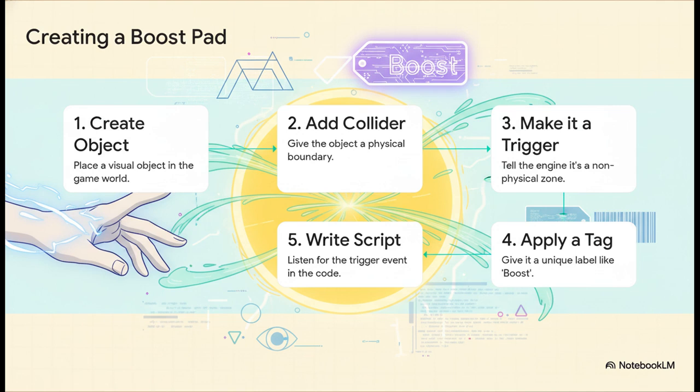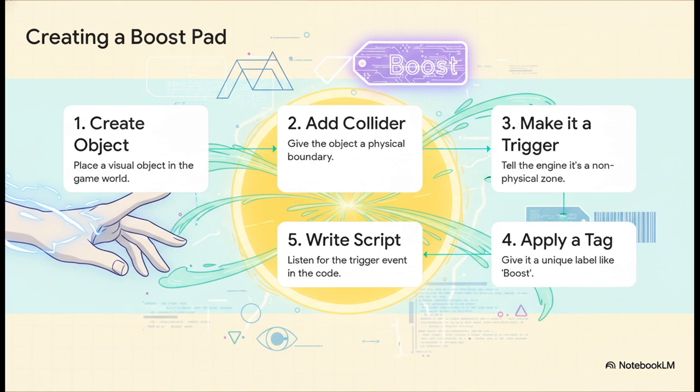So let's imagine we're building this in a game engine like Unity right now. First, we'd create our boost pad object. This could be anything, a simple cylinder that we squish down to look like a pad on the road. But right now, it's just a pretty picture. It doesn't do anything. To give it a presence in the game world, we need to add a collider component.